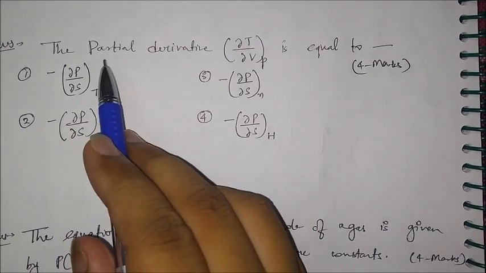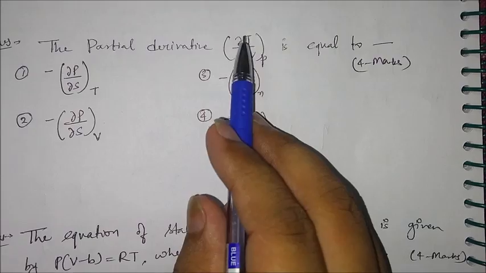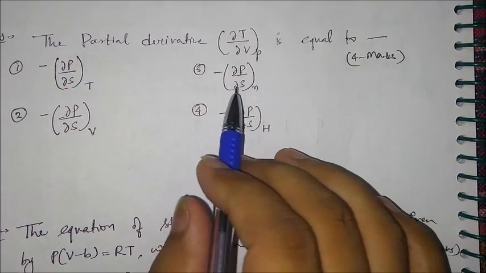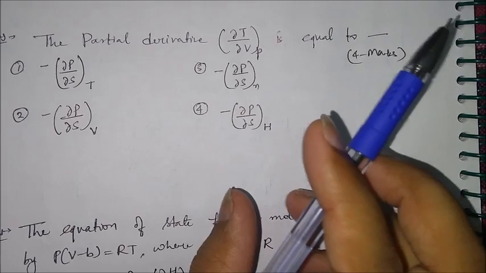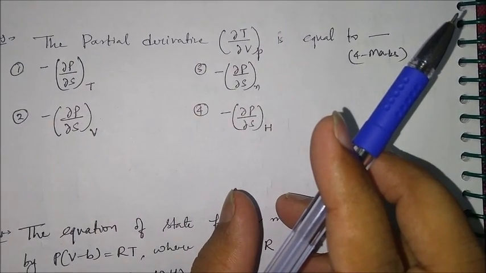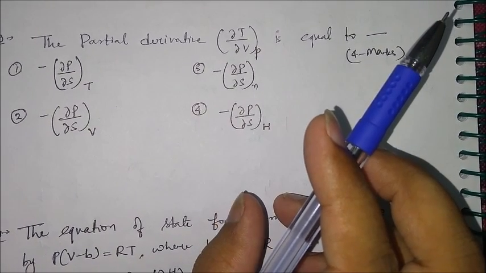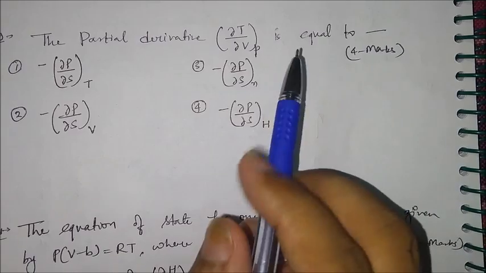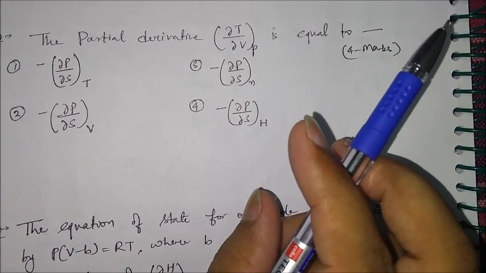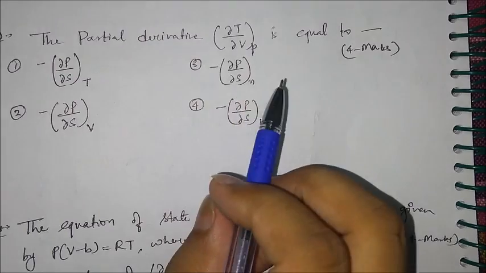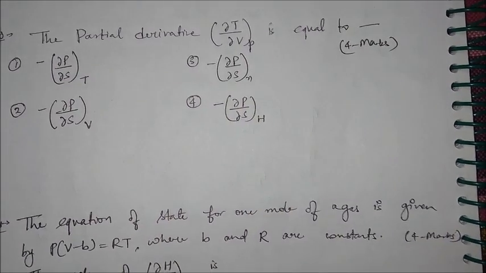Okay, so the next question says: the partial derivative, this, is equal to? Now this question is also based on the Maxwell relations, and I have already given the link. You can click on the I button to get the link. The video is on Maxwell relations, the simplest mnemonic for the Maxwell relations. You can watch that video. In that video I have solved this question, so I am not solving it here.